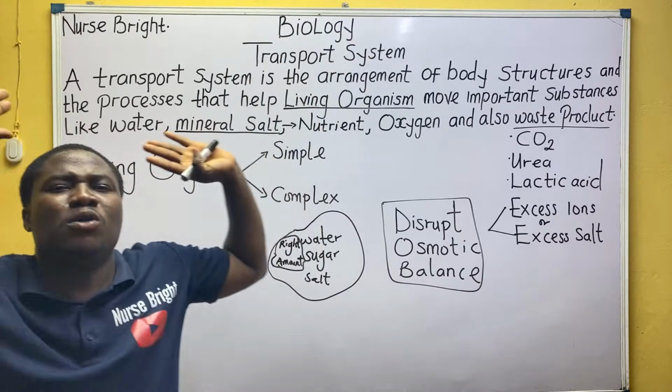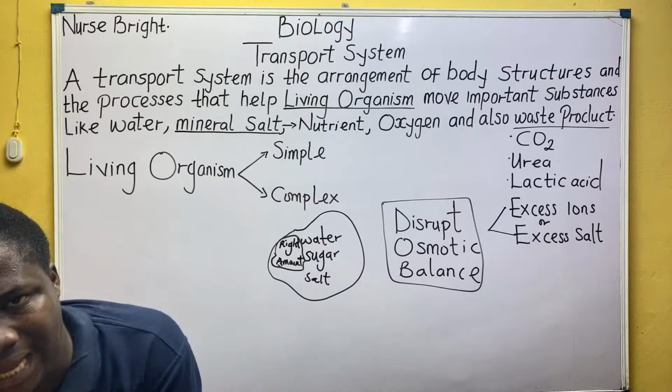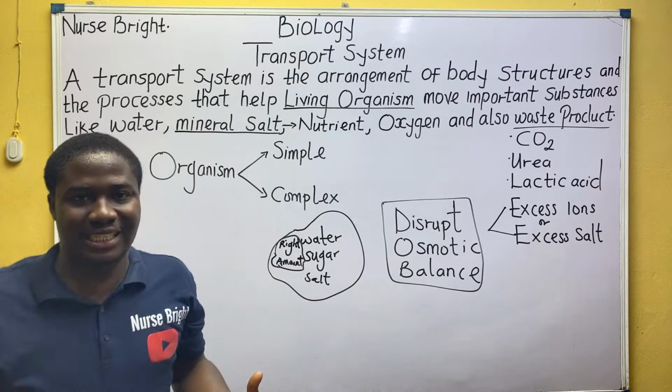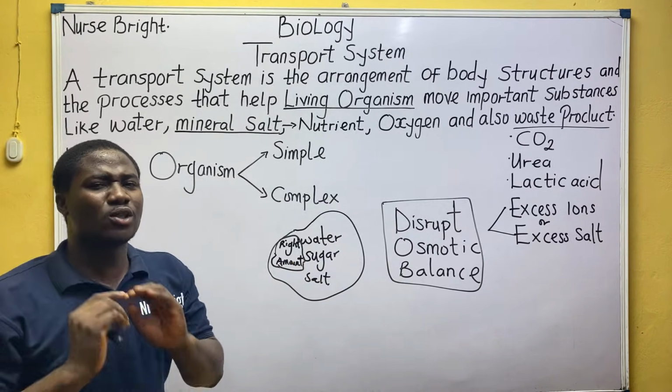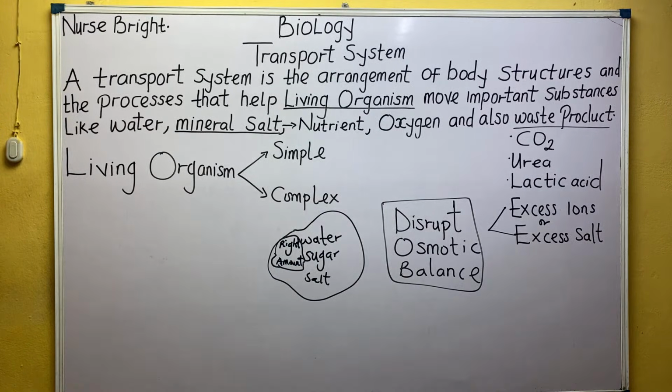When they are in the normal state, I'll say that this organism has a good osmotic balance. But majorly it has to do with water. Do you understand? Water and things that can dissolve in water. So that is what osmotic balance is. But when there is excess salt, excess ions, it disrupts what we call the osmotic balance, guys. So that is what I'm talking about. That's why I said that. So that is for that. Let us move further.